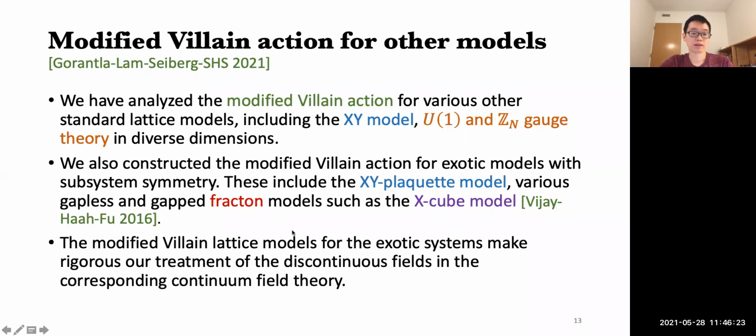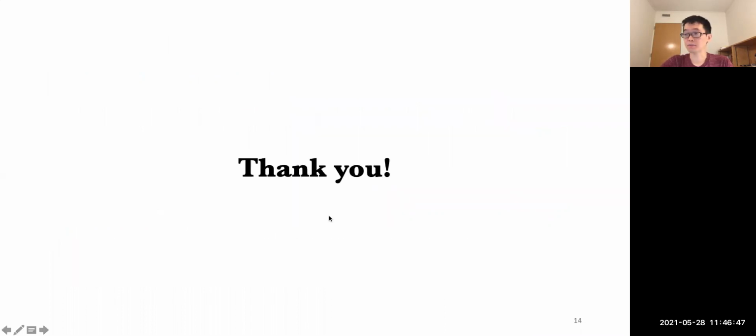The modified Villain lattice models for these exotic systems make rigorous our treatment of the discontinuous fields that we encounter in the continuum field theory. Furthermore, they are very close to the continuum field theory in that they exhibit emergent global symmetries, 't Hooft anomalies, and exact self-dualities. All right, I'll end my talk here and thank you, everyone.